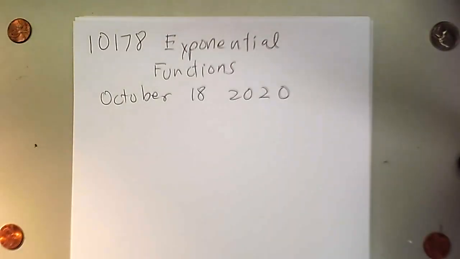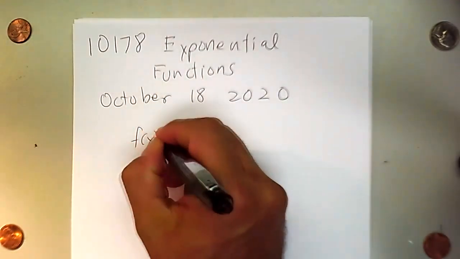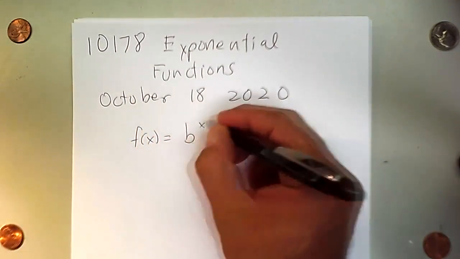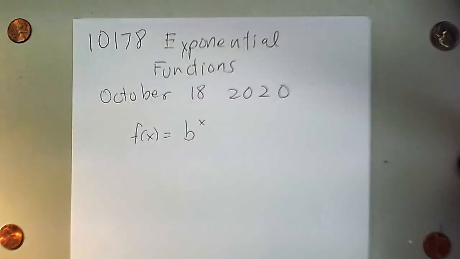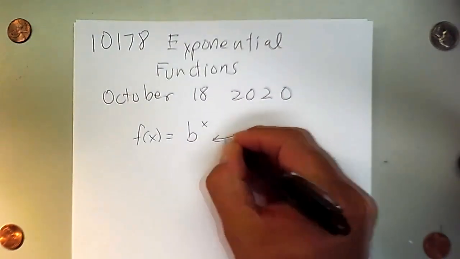Exponential functions are functions that have this form. F of x equals b to the x. The b is a constant number, and it is called the base.